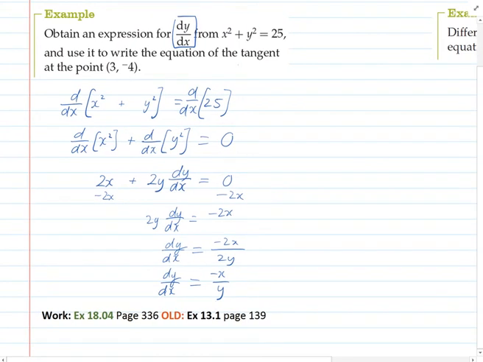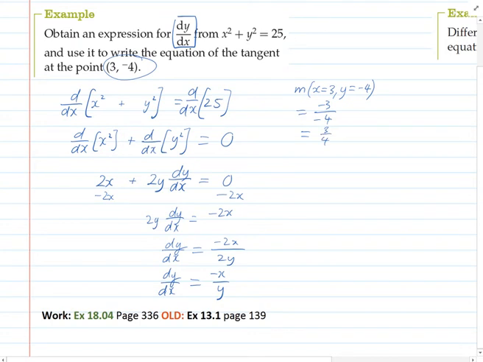Now we want to find the equation of the tangent at this point. To find the equation of the tangent, we'll need the gradient, and the gradient is calculated when x is 3, but we also need y for this one, so y is negative 4. So the gradient is going to be negative 3 over negative 4, which is just 3 over 4.